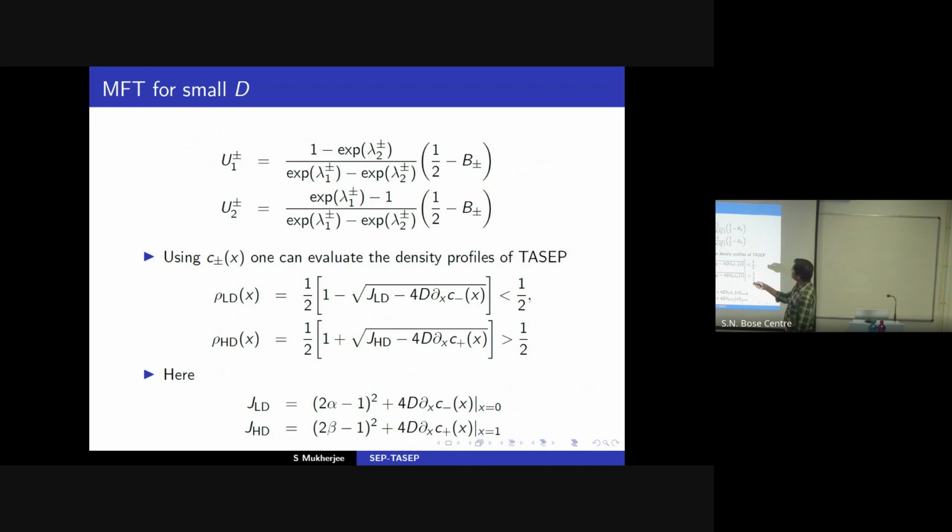Now using C plus minus, we can find the solutions of rho LD and rho HD. You can see rho LD equal to half into 1 minus root over of J LD minus 4 D del x of C minus. This is quite evident, this is less than half, and rho HD is equal to half into 1 plus root over of J HD minus 4 D del x of C plus. It is greater than half. So these are the solutions for the LD phase and the HD phase.